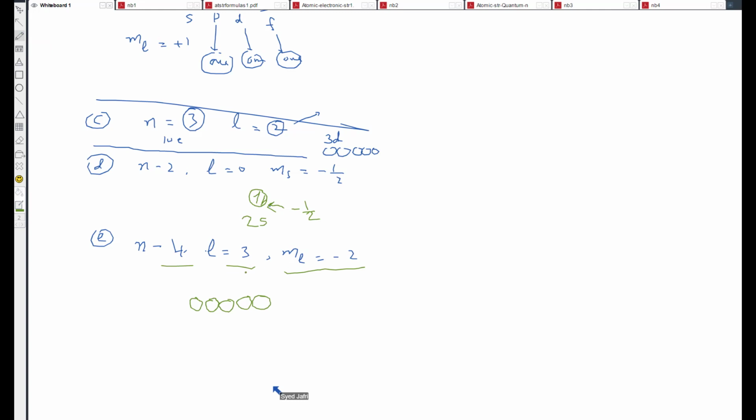So this is D, right? Hold on, S. No, D. This is not going to be D. 0, 1, 2, 3 starts with 0. 0 is S. In the previous example, L is equal to 0, it correctly says S. So this one is F. This is going to be the 4F.